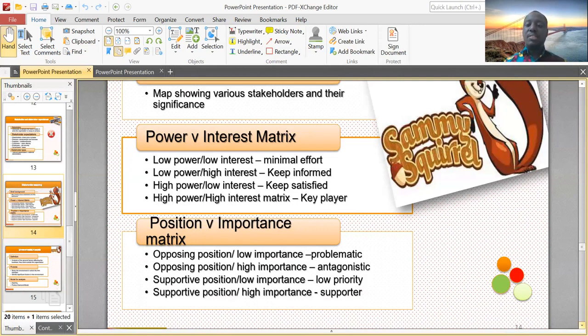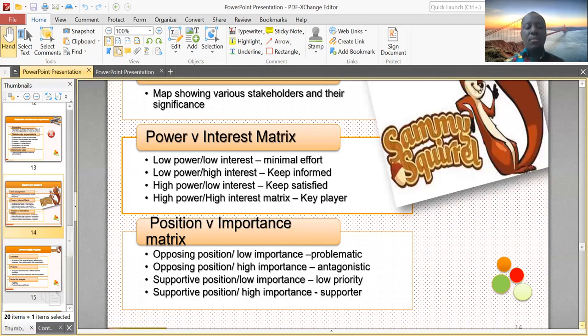So you have opposing position, high importance. These are antagonistic. They are just opposing your agenda, and they have a lot of influence and a lot of importance. They also have a group of stakeholders who have a supportive position. They support what you are doing, but they have a low importance. Even though they are supportive, these are low priority stakeholders. Even though they are supporting you, their importance is not up there.